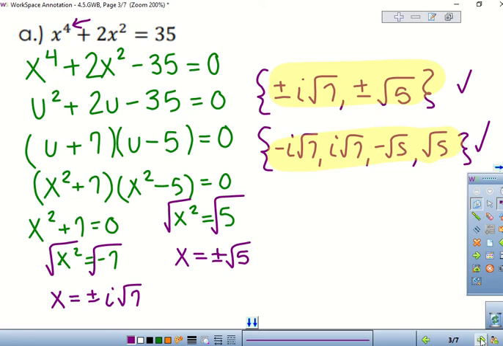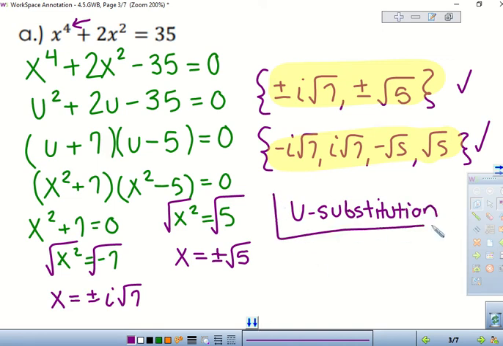Okay. Moving on. Yes? So what's the method called where you... Oh, good question, yes. So this method is called U substitution. So if you didn't write that in, please write U substitution for your method, okay? This is U substitution.